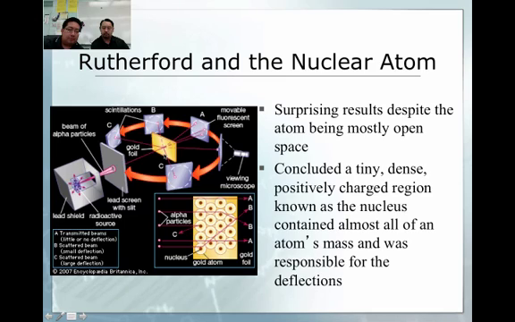What he was going to do is shoot alpha particles at the gold foil. Alpha particles are radioactive, and he had detection plates that would detect the path of the alpha particles. So wherever the beam landed, these plates would pick it up.